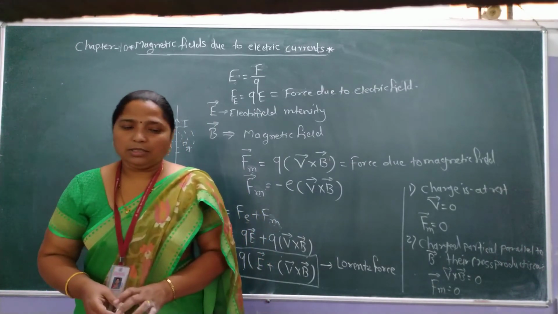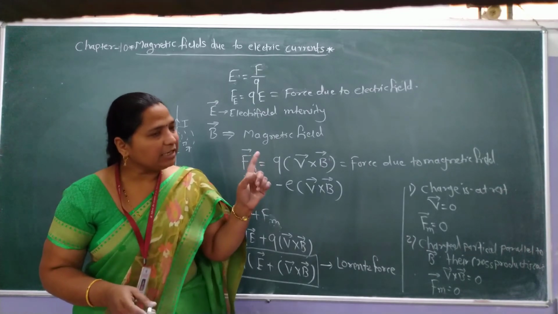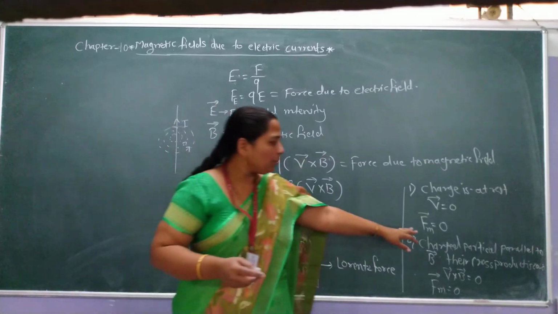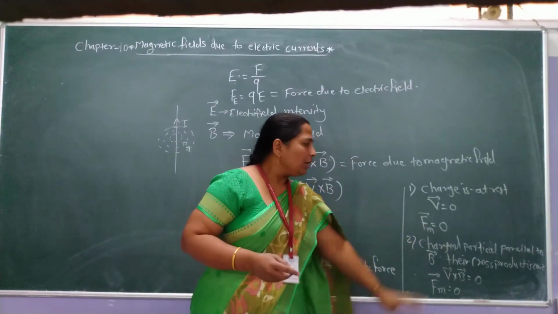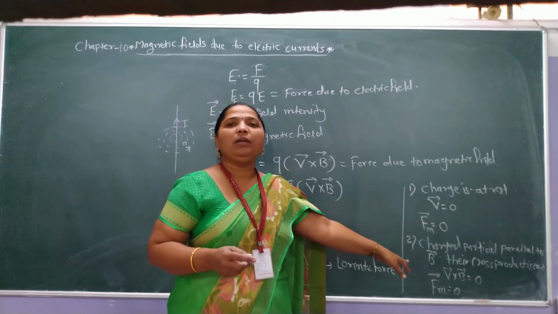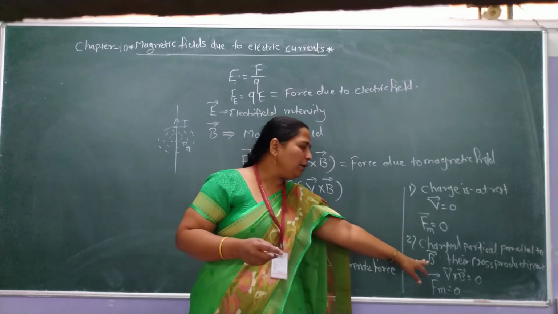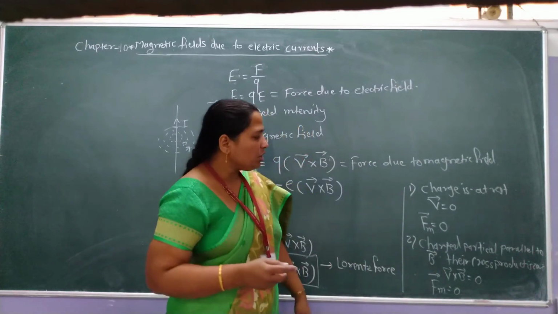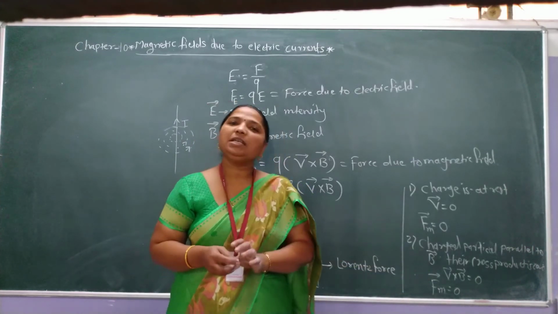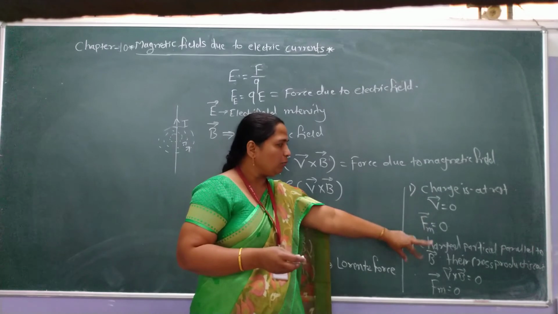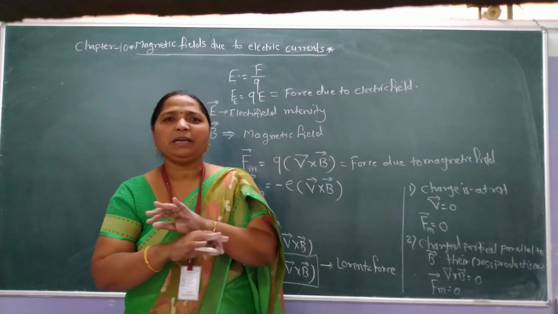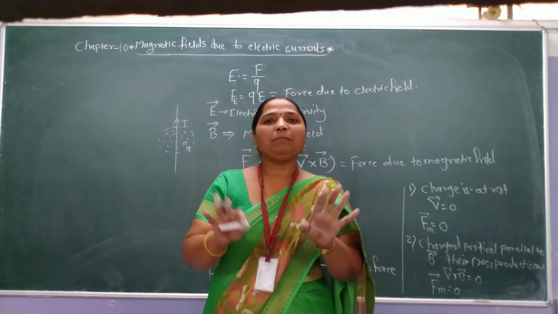The first condition is that the charge is stationary, meaning V vector is equal to 0, so the force Fm is 0. The second condition is that the charge particle is parallel to the magnetic field, so V vector cross B vector is equal to 0, and the magnetic force is 0. In both cases, the magnetic force is 0. When the charge is at rest, there is no magnetic force created. Hence, Fm is equal to 0.